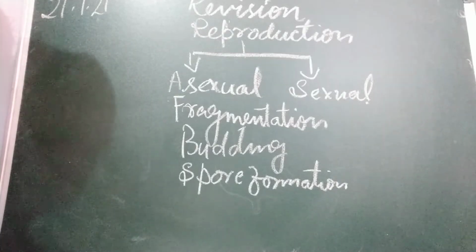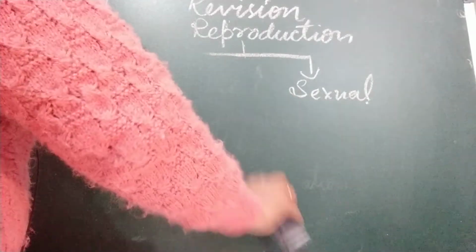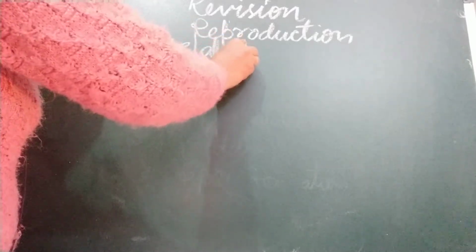Now children, along with asexual reproduction, we are also going to discuss vegetative reproduction. Sexual reproduction we will discuss at last. Vegetative reproduction means when new plants are produced from different parts of the plant. When new plants are produced from the vegetative parts of the mother plant such as root, stem or leaves, without the help of any reproductive organ, it is known as vegetative reproduction.